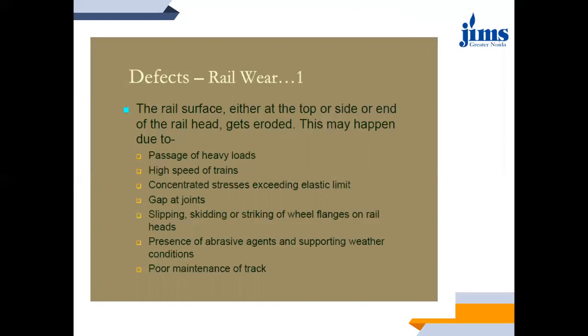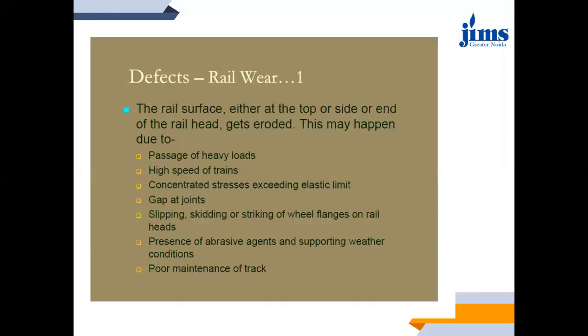Then we have concentrated stresses which may exceed the elastic limit. Then the gap at the joints, the gap meant for expansion and contraction of the joint, may also lead to certain rail wear or rail defects. Other defects occurring at the joints of the rail section are the hogging of rails or battering action of rails, as we discussed in the last lecture. But apart from that, rail wear is also very common at the gap of the joint.